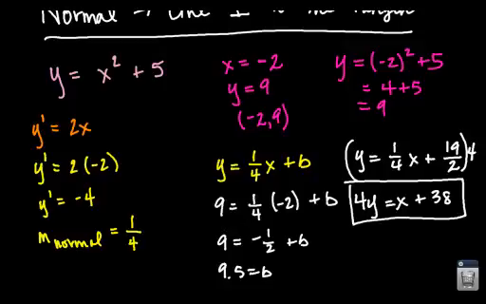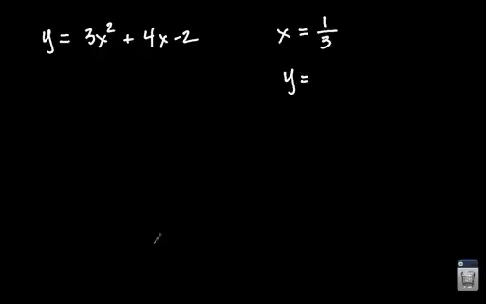So let's do one more and make sure that you understand how to do that. If I have the equation y equals 3x squared plus 4x minus 2, I'm going to find the equation of the normal at x equals 1/3. Throw a fraction in there for fun. So I need to find my y-coordinate, and again I find it by plugging 1/3 in everywhere I see x in my original equation.